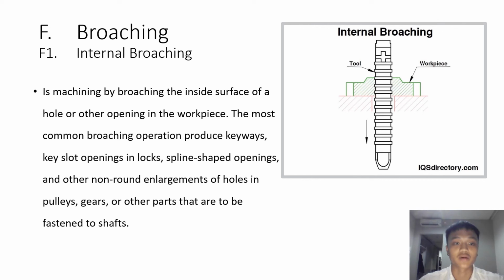We go into the last chapter, broaching. Internal broaching operation. This is machining by broaching the inside surface of a hole or other opening in the workpiece. The most common broaching operations produce keyways, key slot openings in locks, spline-shaped openings, and other non-round enlargements of holes in pulleys, gears, or other parts that are to be fastened to shafts. This is the illustration of internal broaching operation.